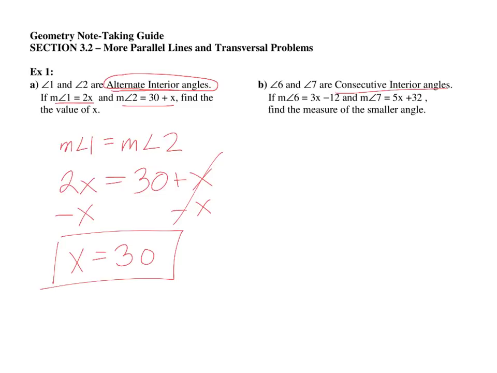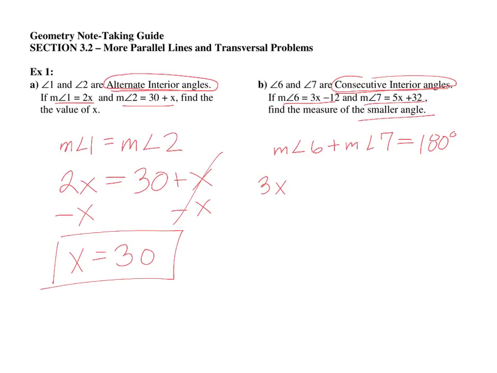Part B, angles 6 and 7 are consecutive interior angles. If measurement angle 6 equals 3x minus 12 and measurement angle 7 equals 5x plus 32, find the measure of the smaller angle. Which one's smaller? Now, they're consecutive interior, so what do you know about the angles? They add up to 180 degrees. A lot of students make the mistake of saying them equal to each other. Consecutive interior, they add up to 180. They're supplementary. So I'm going to substitute in the equivalent expressions for these angles.